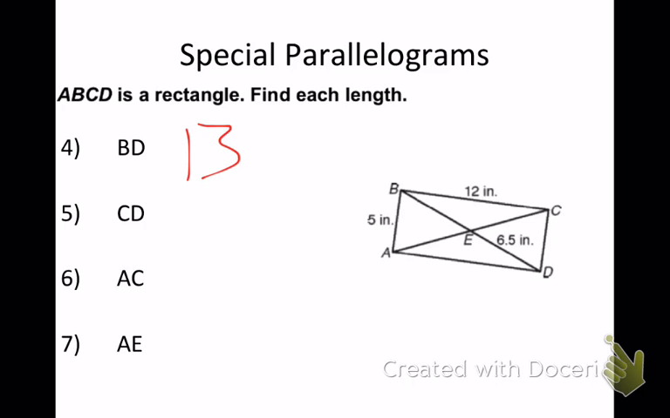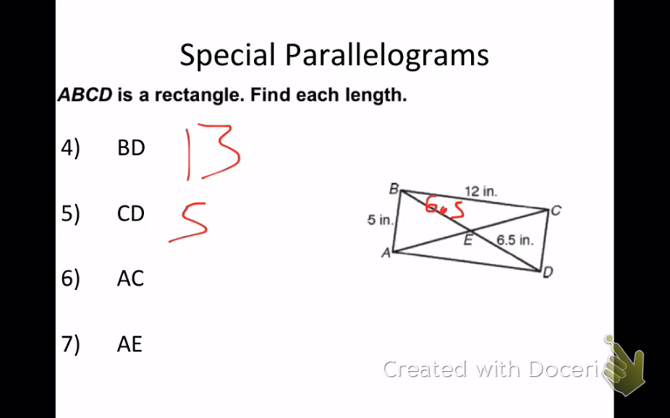I agree. Yeah, this side's going to be 6.5 as well. So 6.5 is 13. Nice job. 5, CD. Audrey, what's CD going to be? 5. How'd you know that? Because BA is the same as CD, right?